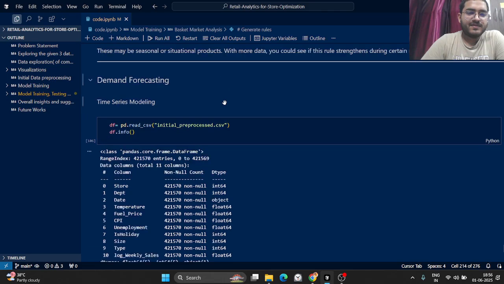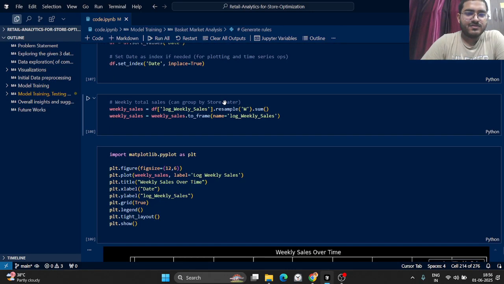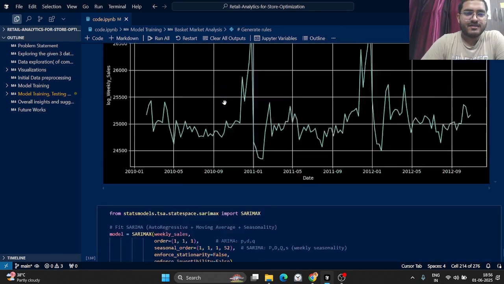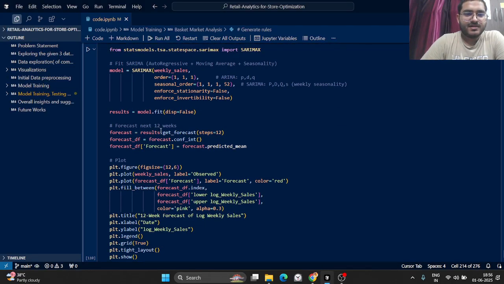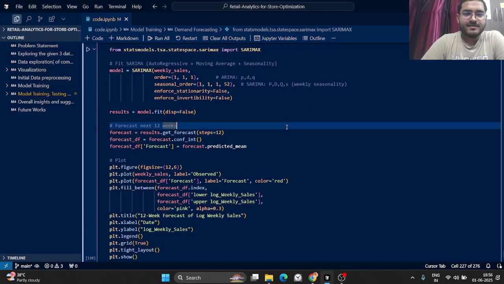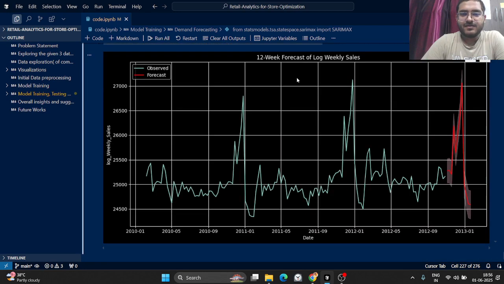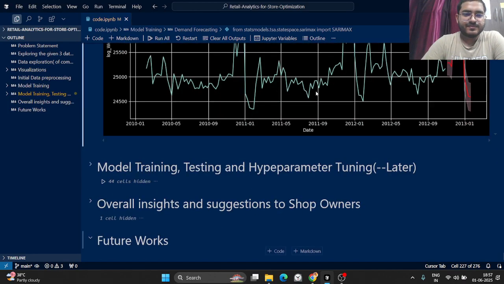Then we went for demand forecasting, and we used our model SARIMA for that. We used SARIMA, and we basically predicted the next 12 weeks. So this was the plot we got, the initial data and after the prediction. We can also see this is looking almost correct. You can see the spikes we got at the starting of the year. We can see a similar kind of result.